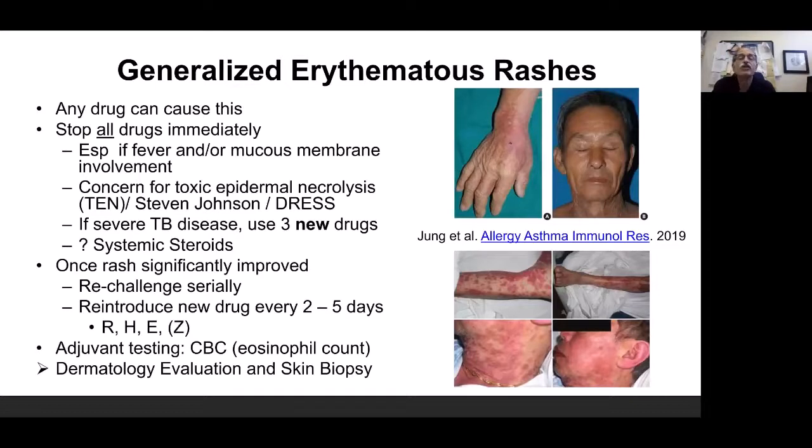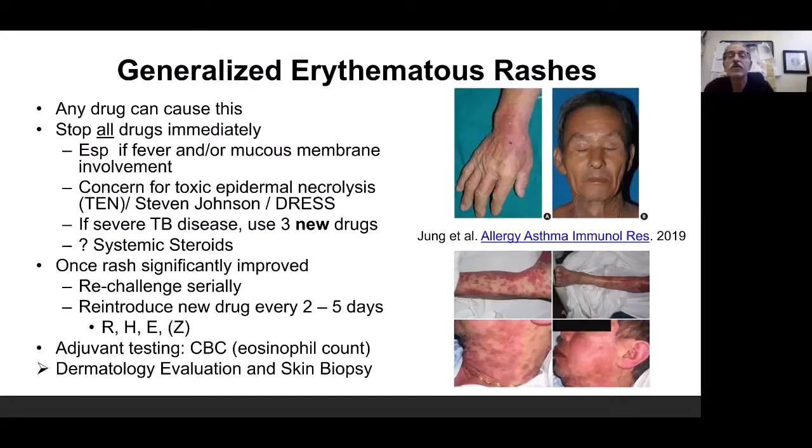Again, just like with hepatitis, if disease is severe, you're going to use 3 new drugs. You might have to give steroids. And then if you have to go back and re-challenge them, this is an instance where you're going to re-challenge serially. You can introduce the drugs a little bit faster than you can with hepatotoxicity, because if people are going to develop a skin reaction, they'll develop it fairly quickly. You might want to look at their eosinophil counts, but if they have severe disease, you want a real dermatologist to see them, not one of us amateur dermatologists.